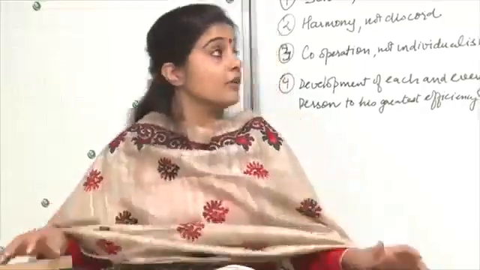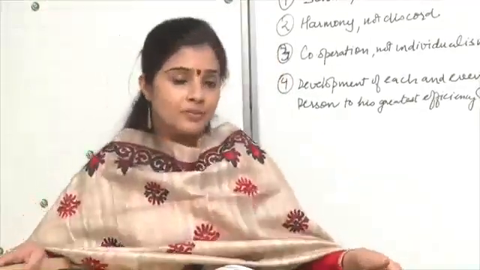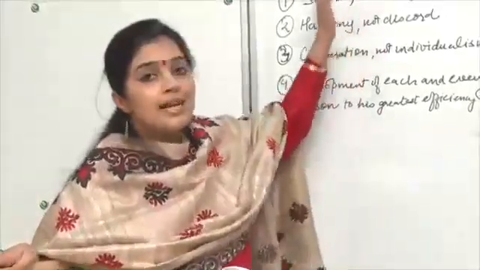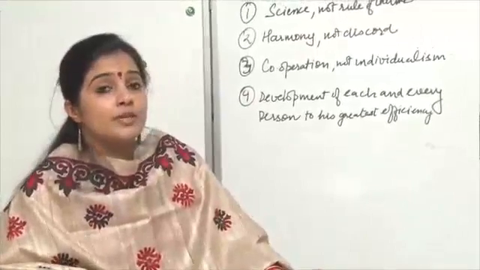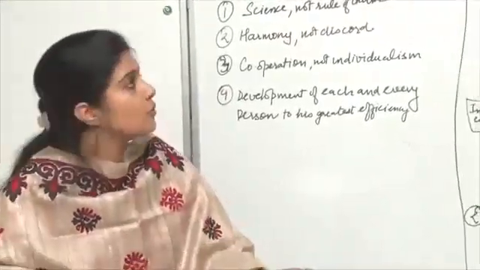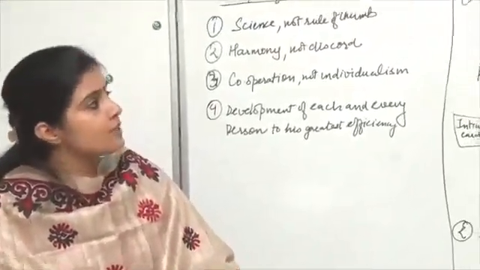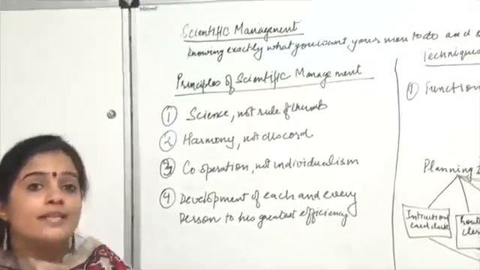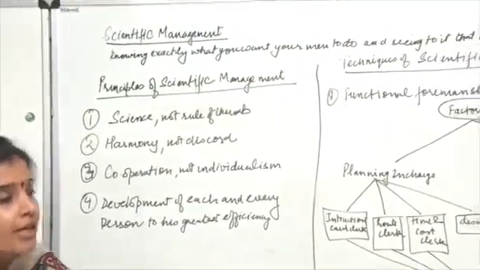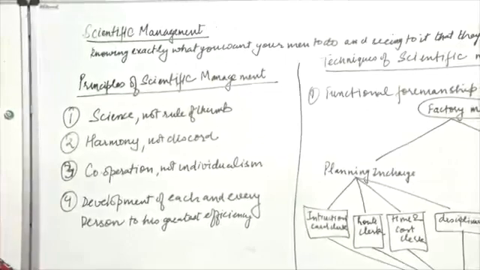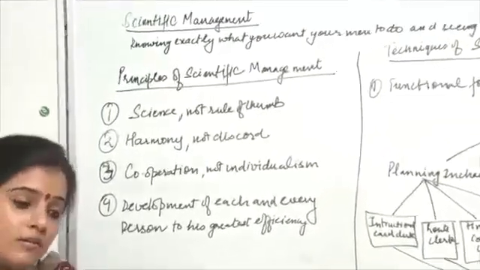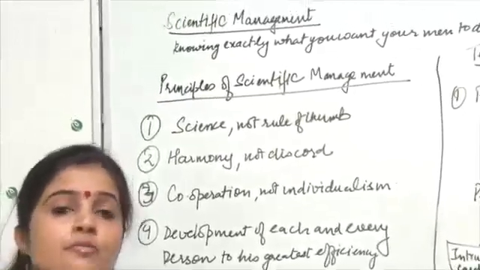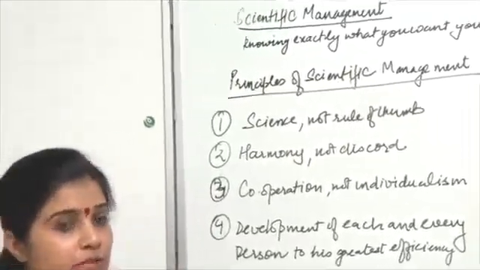Now, after having done Fayol's principles of management, we switch over to scientific management. What is scientific management? It is basically knowing exactly what you want your men to do and seeing to it that they do it in the best and cheapest way. This definition has been given by F.W. Taylor, and he is the one who's responsible for formulating these principles of scientific management.